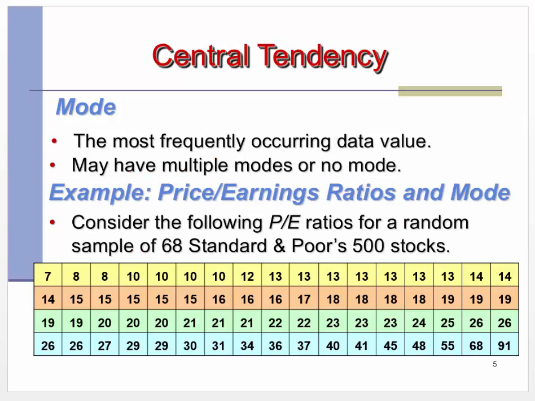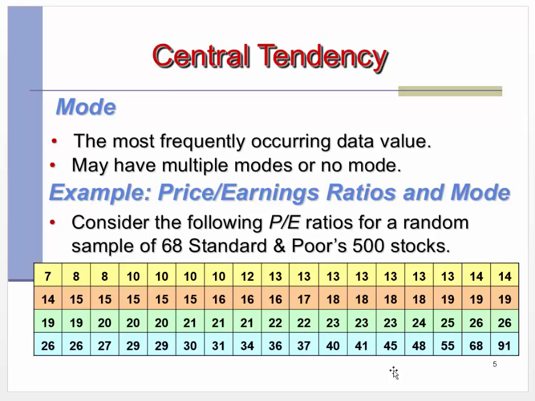Then another way to measure central tendency is called the mode. The mode is simply the most frequently occurring data value. And you may have multiple modes or no mode. For example, the PE, price earning ratios we talked about. We can consider the following PE ratios for a random sample of 68 Standard & Poor's 500 stocks. The lowest one is 7. We rank order them from low to high. There are 2 8s, there are several 10s, 11, 12, also 13s, some 14s, etc. The highest one is 91 right here.